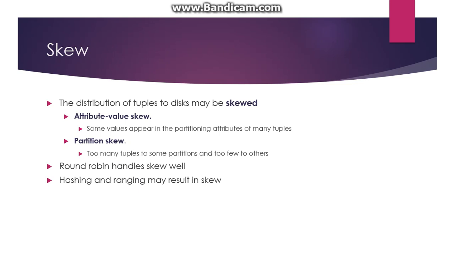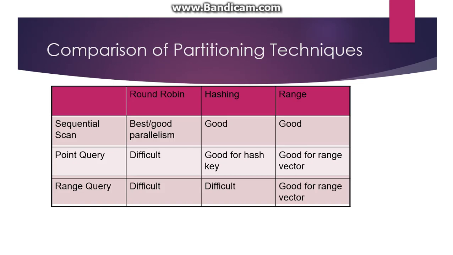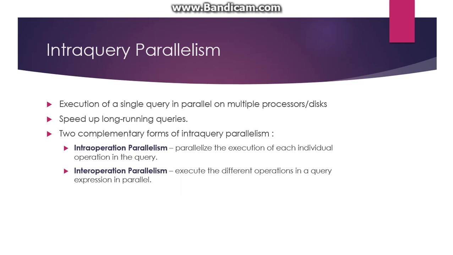Attribute value skew: some values appear in the partitioning attributes of many tuples. Partition skew: too many tuples go to some partitions and too few to others. Round robin handles skew well. Hashing and range partitioning may result in skew. Typical database query types: sequential scan, point query, and range query. Comparison of partition techniques: round robin, hashing, range. Handling skew using histogram. There is a diagram which explains the frequency value graph.